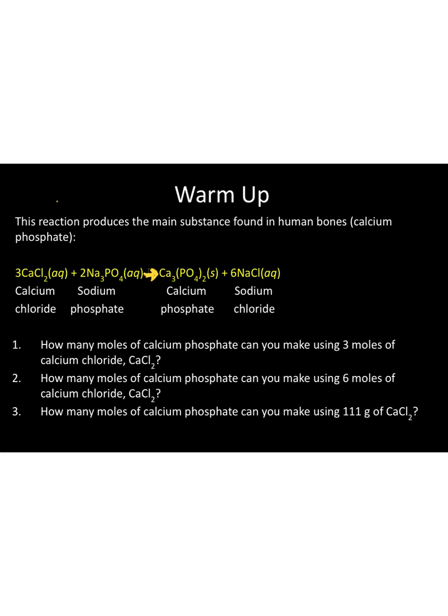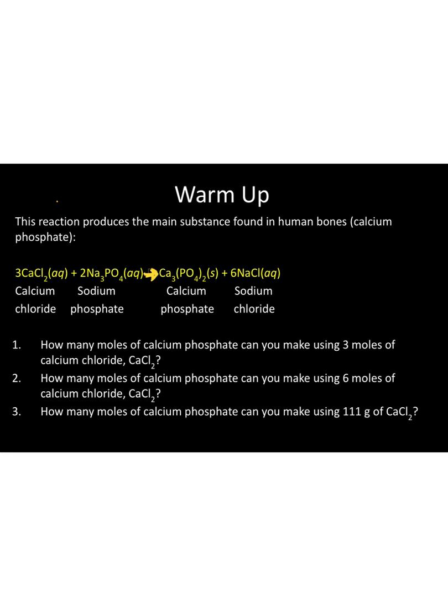The question is, how many moles of calcium phosphate can you make using 3 moles of calcium chloride? The second question is, how many moles of calcium phosphate can you make using 6 moles of calcium chloride? Third, how many moles of calcium phosphate can you make using 111 grams of calcium chloride? So go ahead and take a few minutes to think about these questions and try to figure out the answers. Then, when you've had enough time, come back and we'll go over them.